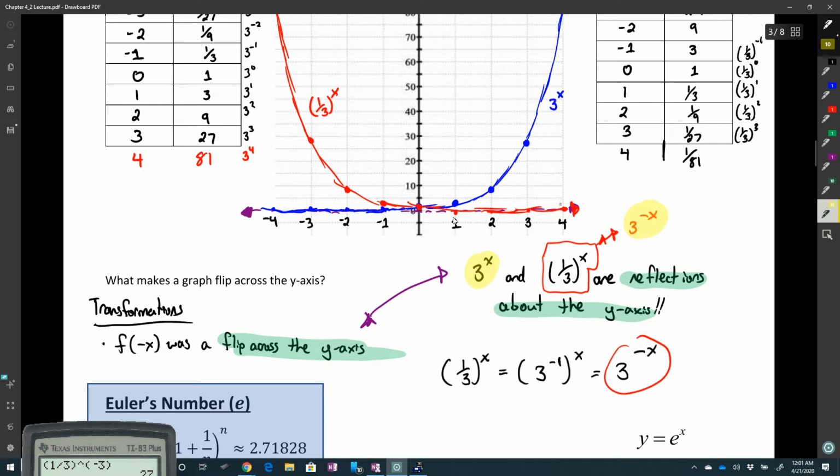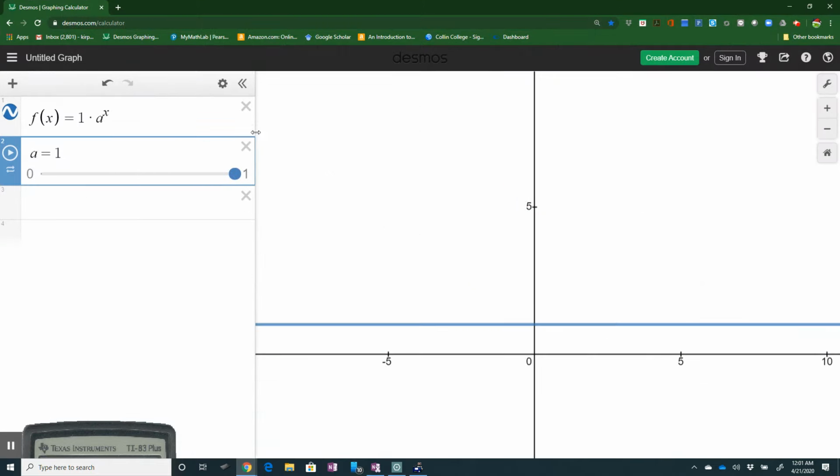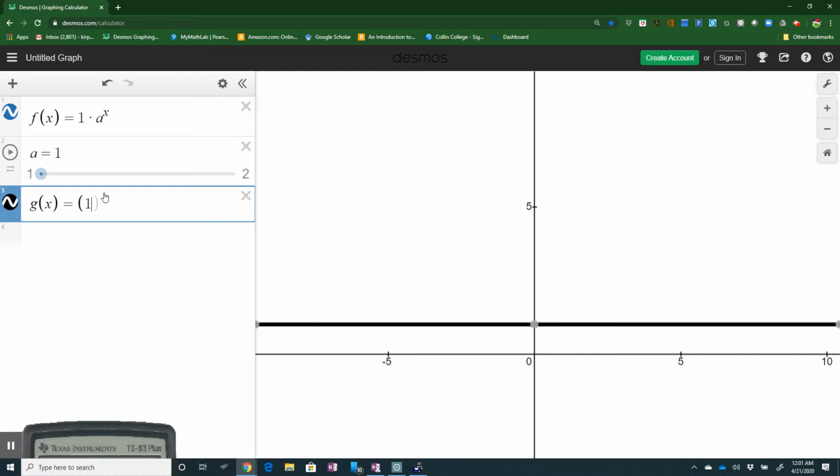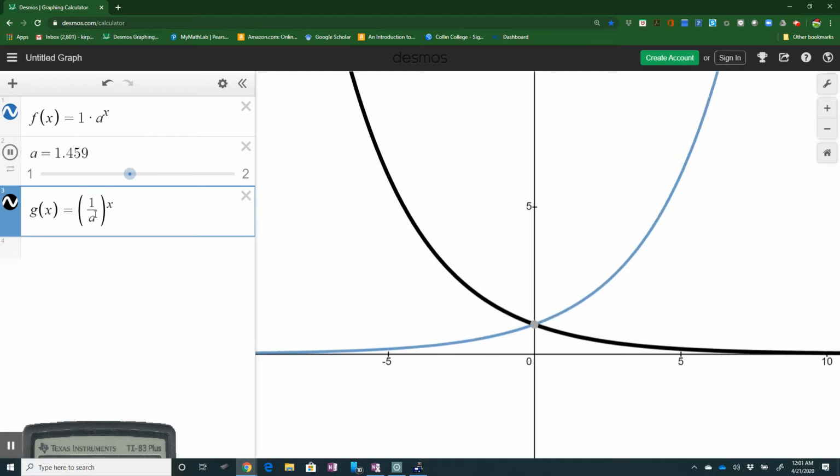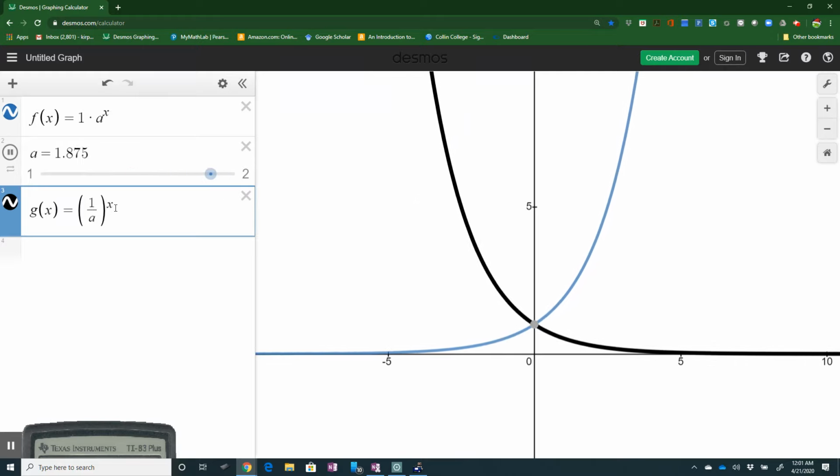So 5 to the x and 1/5 to the x are reflections. 10 to the x and 1/10 to the x are reflections, and so on. So if I do f of x equals a to the x, and g of x is equal to 1 over a to the x, notice that they're always going to be reflections about each other, about the y-axis.